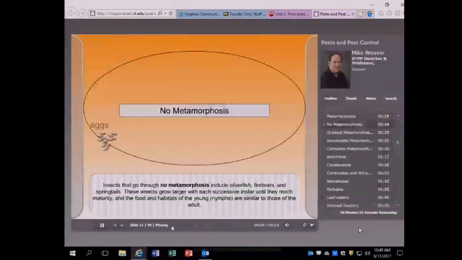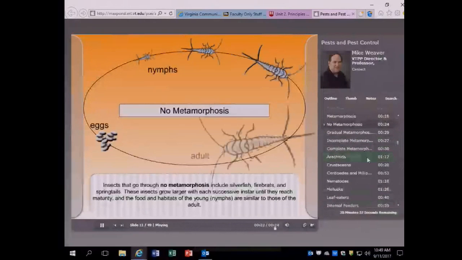Insects that go through no metamorphosis, as in this example, include silverfish, firebrats, and springtails. These insects grow larger with each successive instar until they reach maturity, and the food and habitats of the young nymphs are similar to those of the adults.